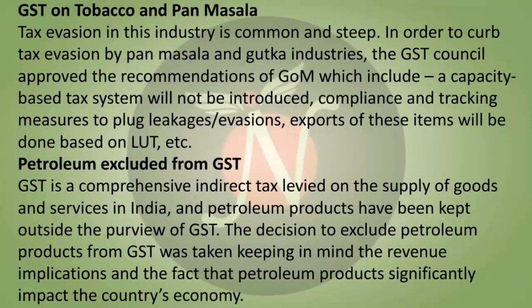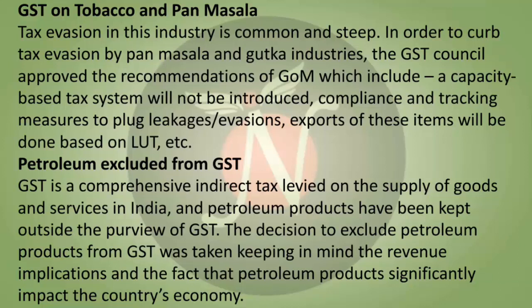GST on tobacco and pan masala. The tax evasion in this industry is common and steep. In order to curb tax evasion by the pan masala and gutka industries, the GST Council approved the recommendations of the group of ministers, which include that a capacity based tax system will be introduced. Compliance and tracking measures to plug leakages and evasions, and export of these items will be done on LUT, etc.